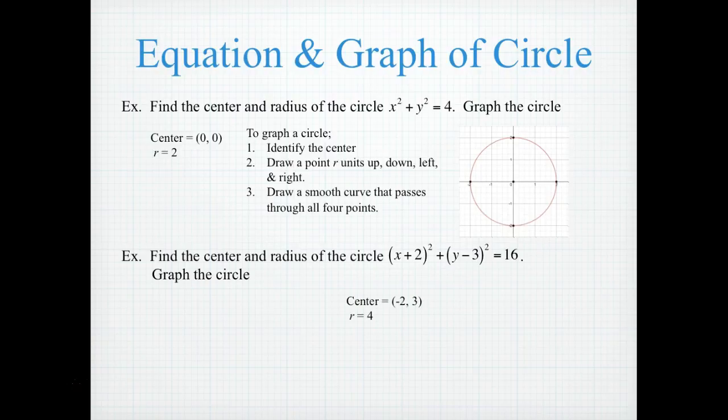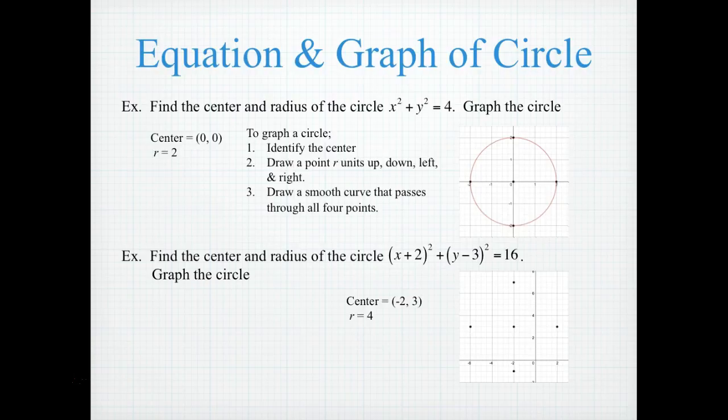In the next example, we have the quantity of x plus 2 to the second power plus the quantity of y minus 3 to the second power equal to 16. Now the center of this circle is negative 2, 3. And the radius is going to be the square root of 16, which is 4. So again, to graph it, I need to first identify the center of the circle, which is at negative 2, 3. So I plot that point. And then I draw 4 additional points, 4 units up, 4 units down, 4 units left, and 4 units right of the center.